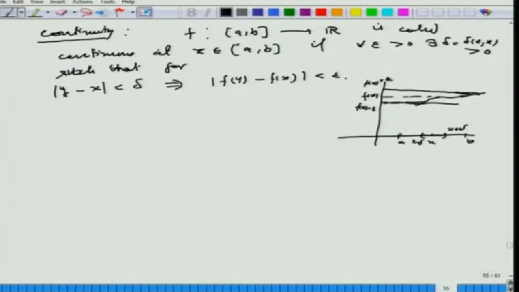So, here these values f y must lie within this strip. This is the x minus delta to x plus delta strip. So this point y comma f y must lie within this rectangle. That is what it means: if these values y are sufficiently close to x, then the values f y will also lie sufficiently close in this strip. So, that is the continuity of a function.